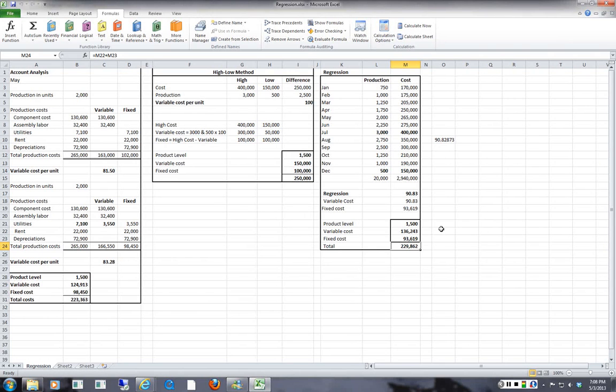So anyway, these are three methods of coming up with the variable and fixed cost. I hope you'll study them. I hope they're clear to you. And if you need some more help, when we meet again next Thursday, we'll study it some more.